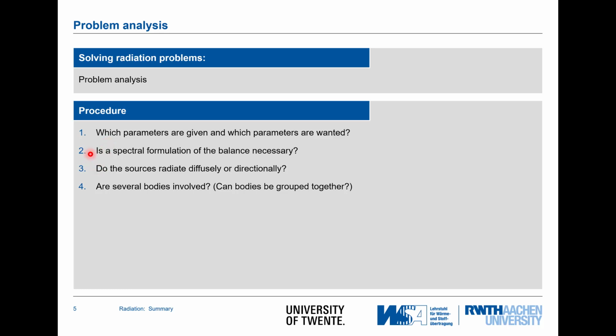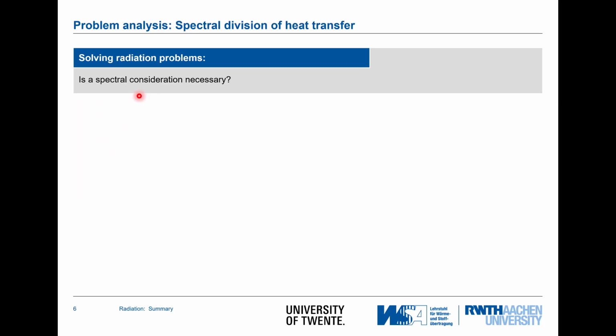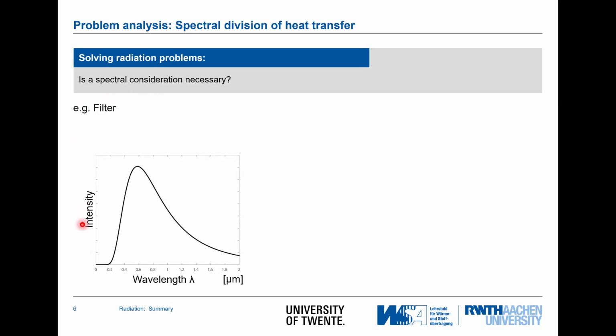We need to look into: is a spectral formulation necessary? Is there diffuse radiation involved or not? Are several bodies involved? Let's first start with the spectral consideration. That may come into play. Maybe there's radiation from our source, black body radiation, for example.